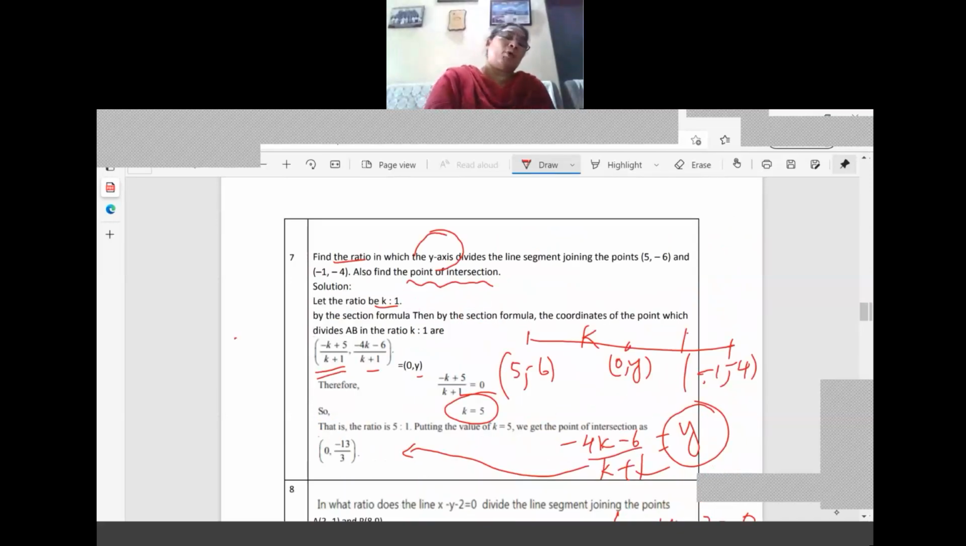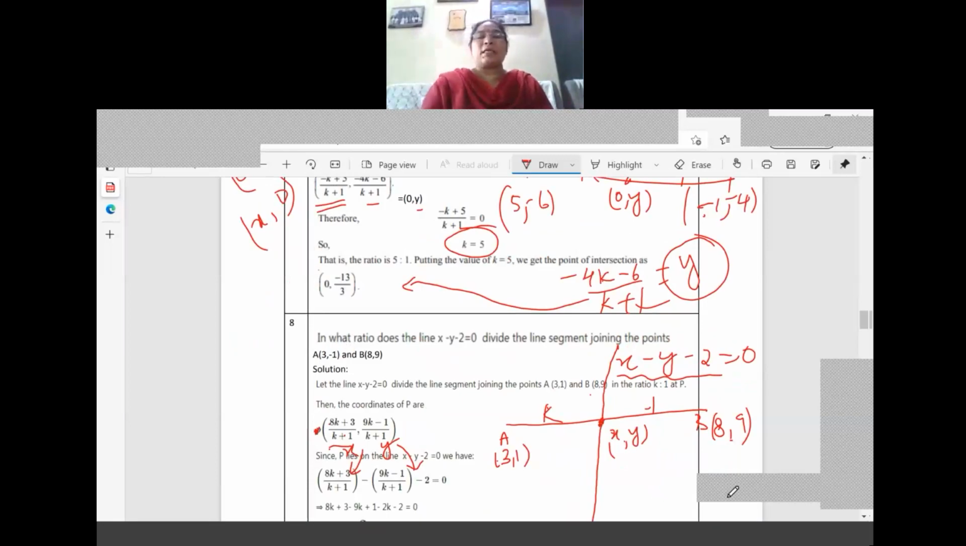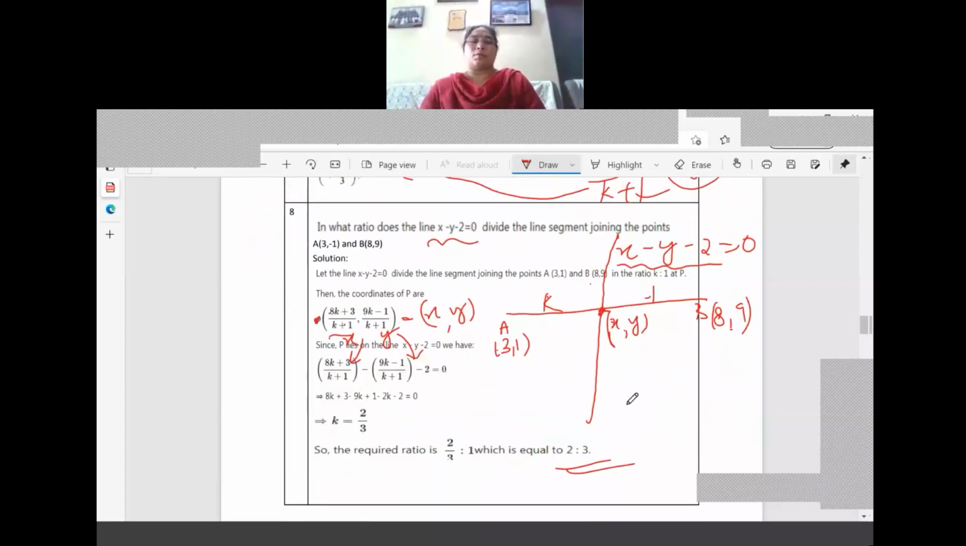When we are having a point on the y-axis, it will be 0 comma y. When we are having a point on the x-axis, it is x comma 0. Now what happens? A line is given, so we have taken the point as x comma y. Using the k is to 1 ratio method, we apply the section formula and find the values for x and y. Now we put these two values in the equation and solve.